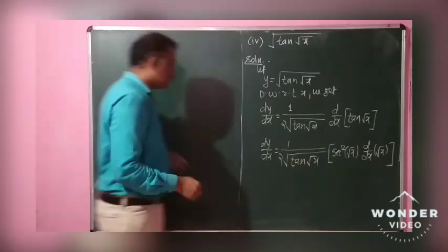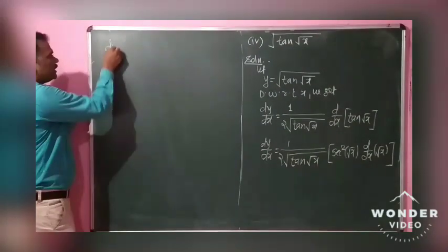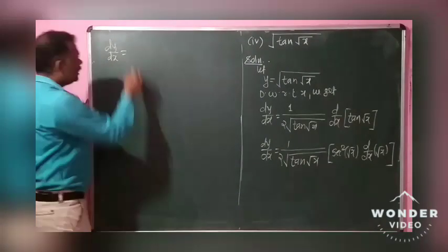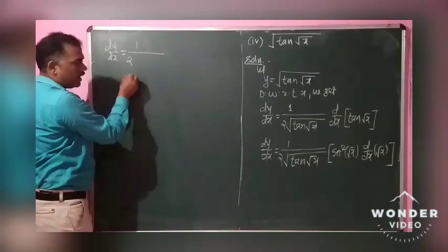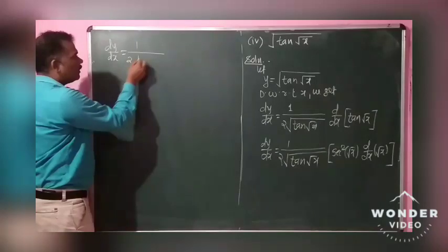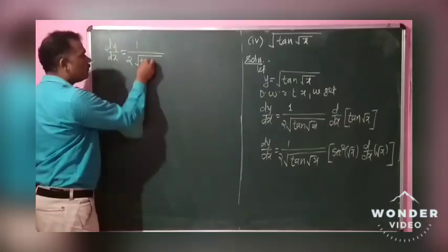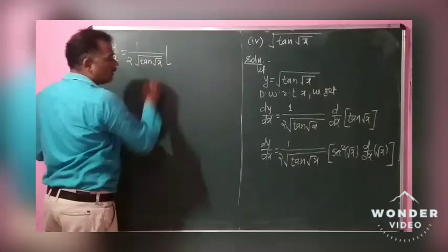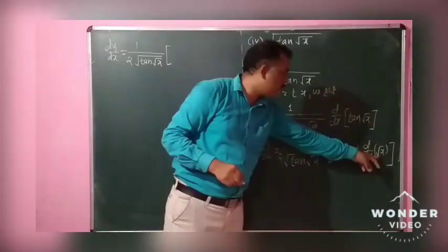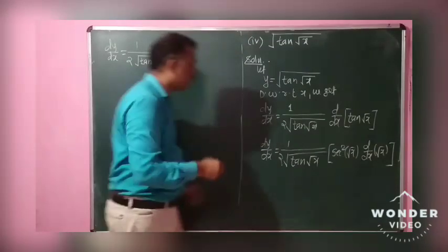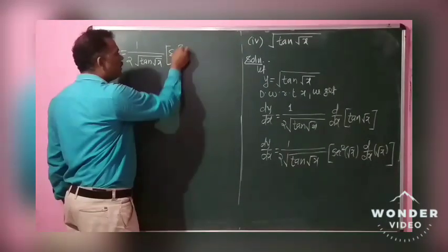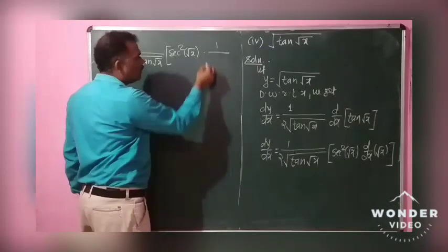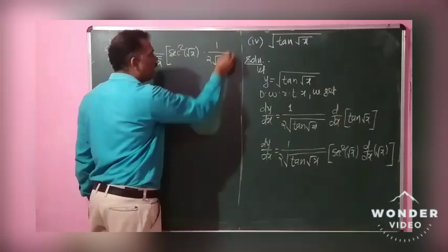Now see here, dy by dx is equal to 1 upon 2 times root of tan of root x, into, what is the derivative of root x? 1 upon 2 times root x. That is sec square root of x into 1 upon 2 times root x.